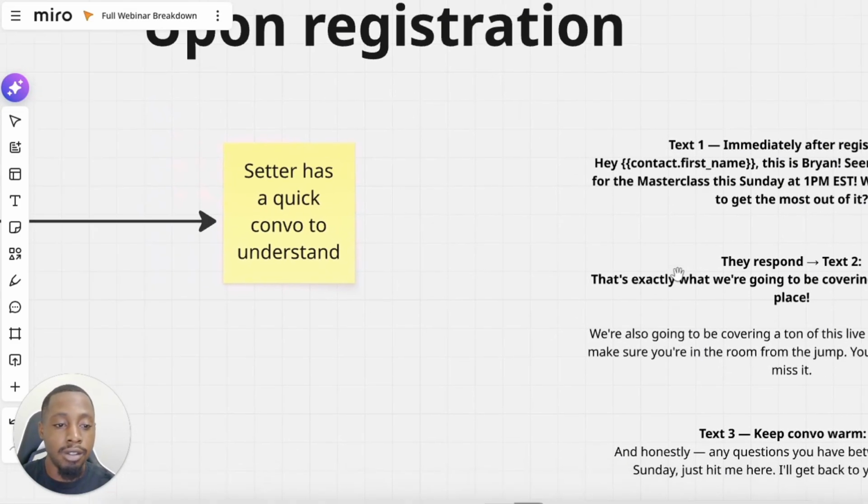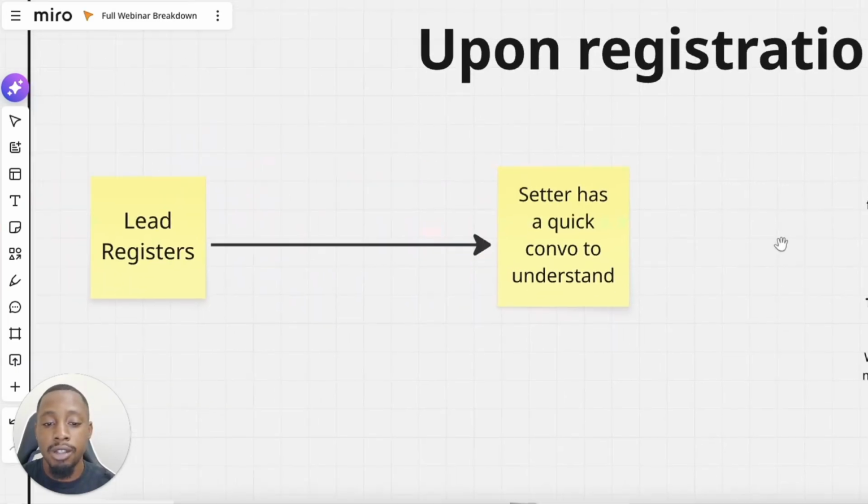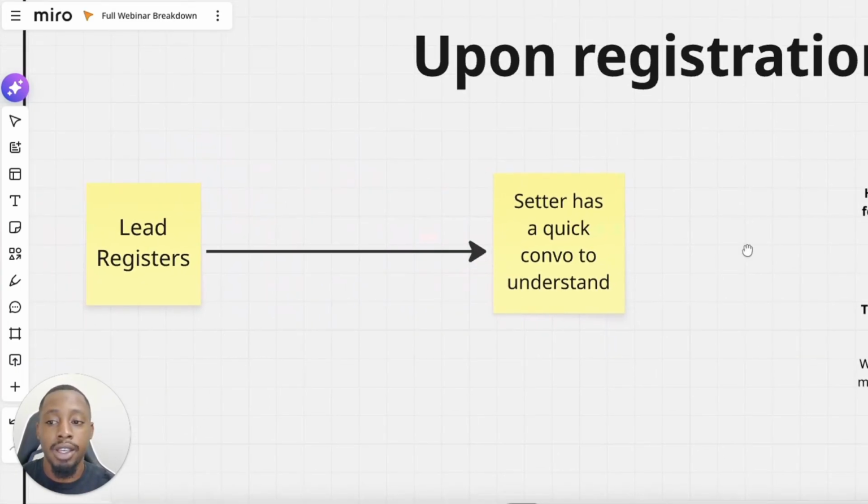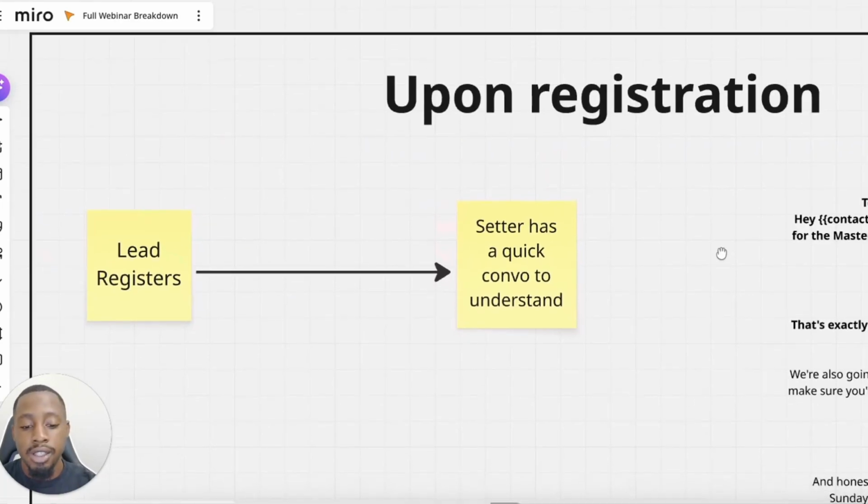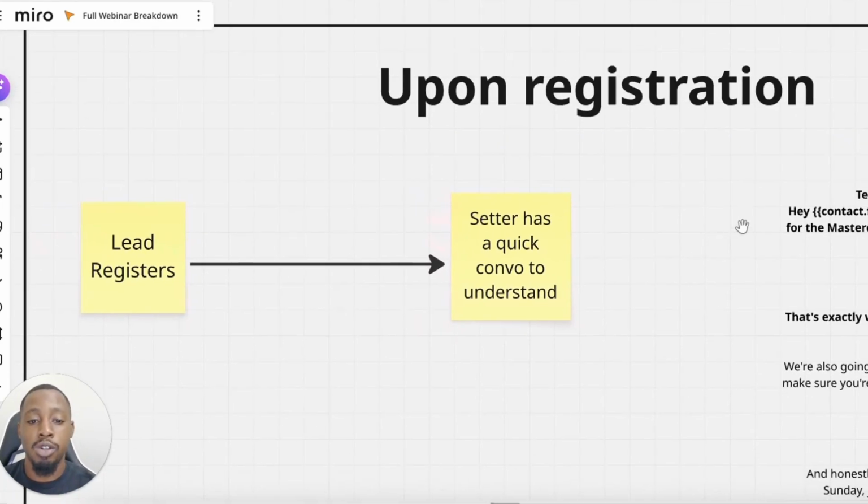If you don't have a setter, you could do this with the text messages. But if you do have a setter, once they register, the setter has a quick conversation with them, understanding where they're at, making sure that they got everything they need, just increasing the user sentiment and making sure that these people actually show up live.